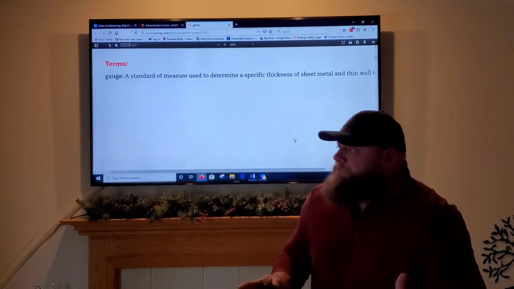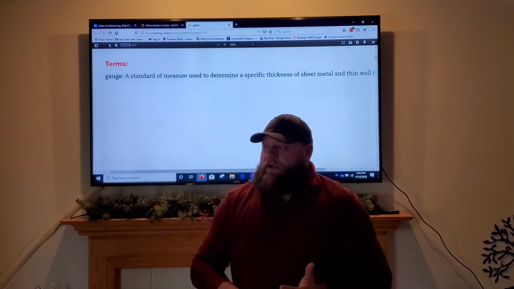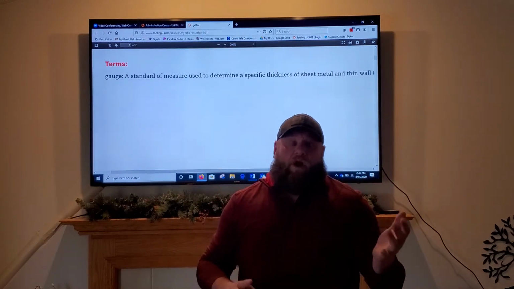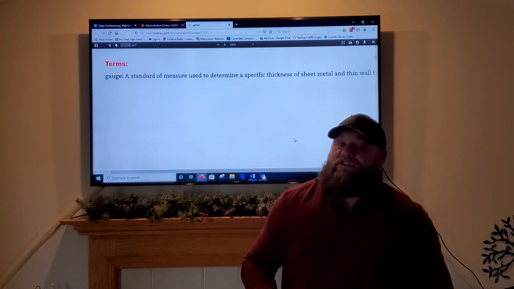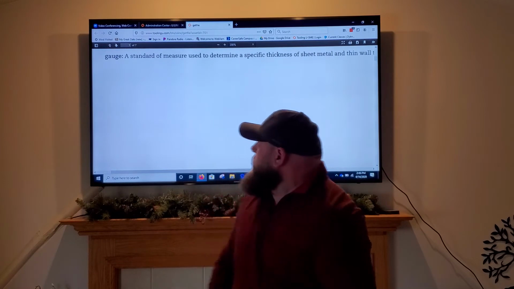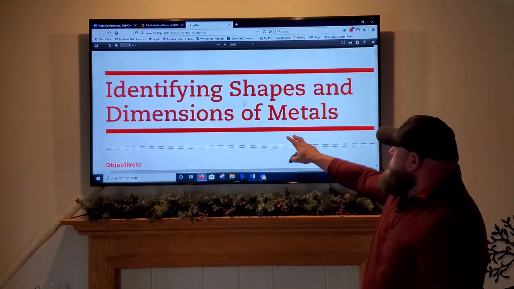So the week before last we talked about weld symbols, basic weld symbols. We talked about welding positions, things of that nature. Today we're going to talk about identifying shapes and dimensions of metals.